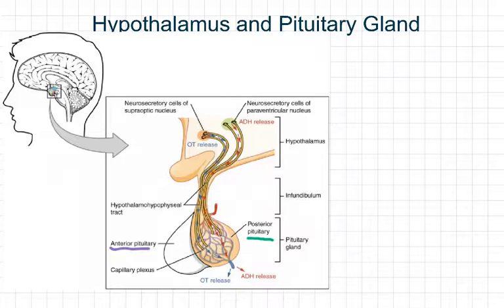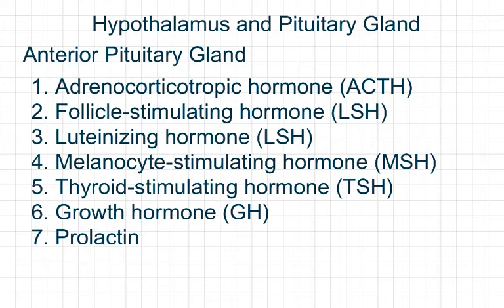Besides their location, the anterior and posterior pituitary glands each produce different hormones and act differently on the way the hormones release and work upon the physiology of the human body. Let's go ahead and break that down. The anterior pituitary gland produces 7 different hormones, and these are as follows: the adrenocorticotropic hormone, the follicle-stimulating hormone, the luteinizing hormone, the melanocyte-stimulating hormone, thyroid-stimulating hormone, growth hormone, and prolactin.